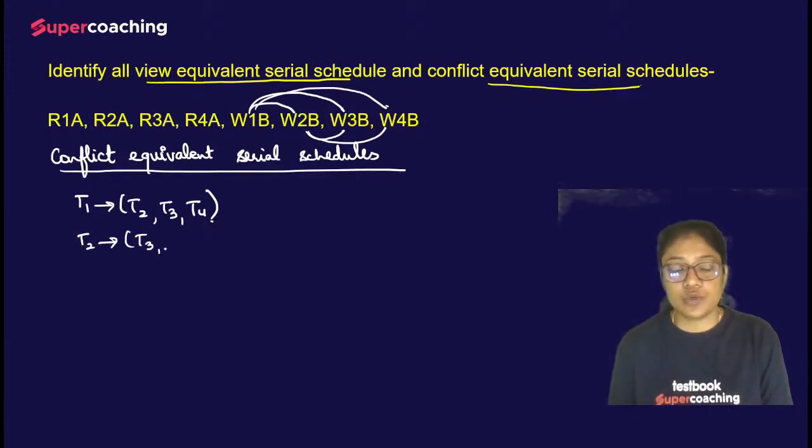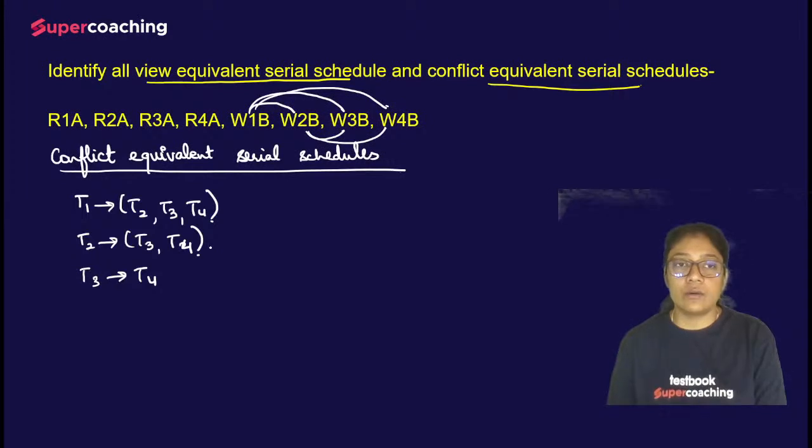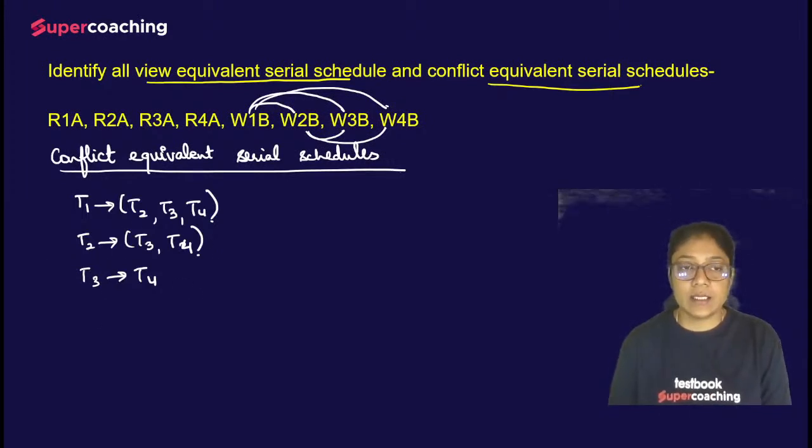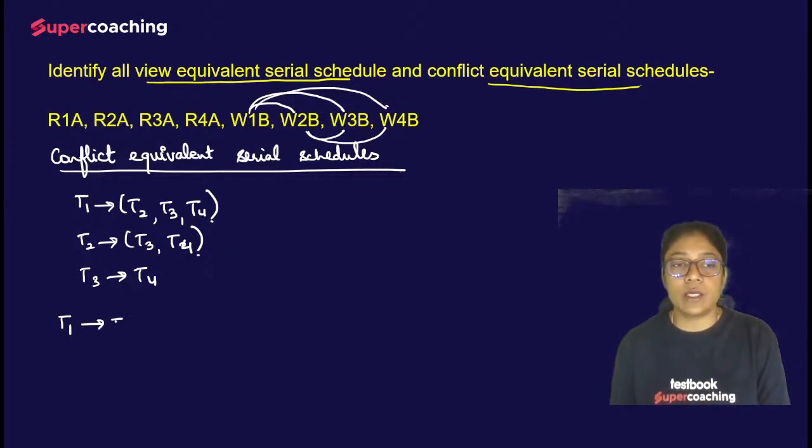That means T2 should come before T3 and T4. T3 should come before T4. So on the basis of this, can we return a serial order? Simply this is saying that T1 should come before all the remaining 3 transactions, then T2 should come before T3 and T4, then T3 should come before T4.